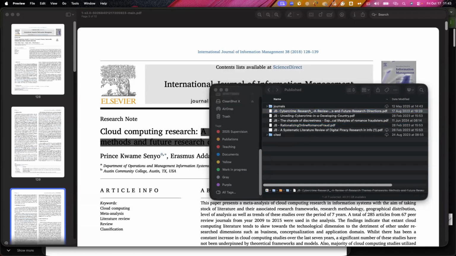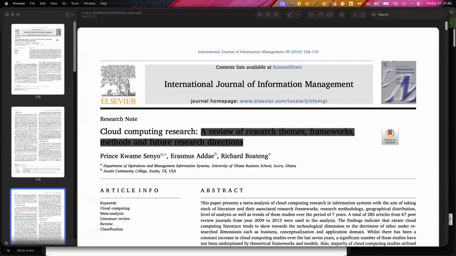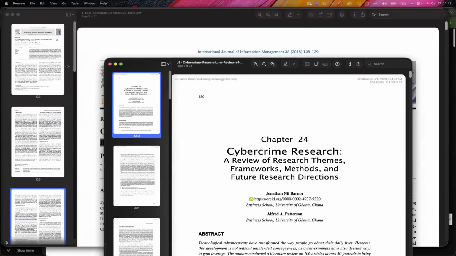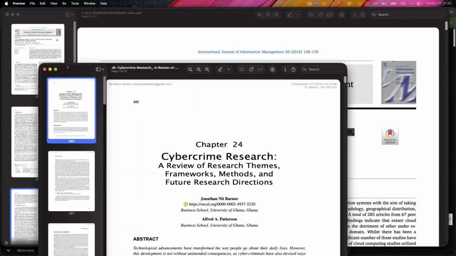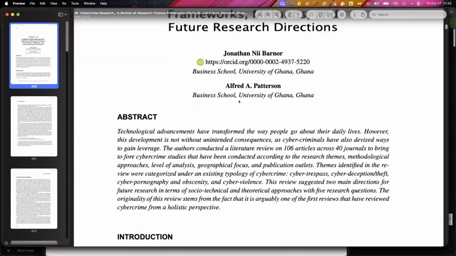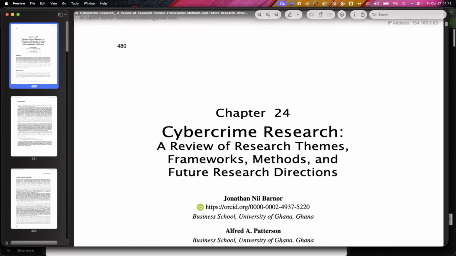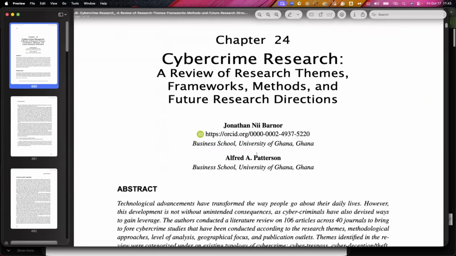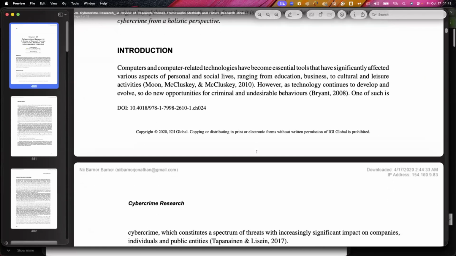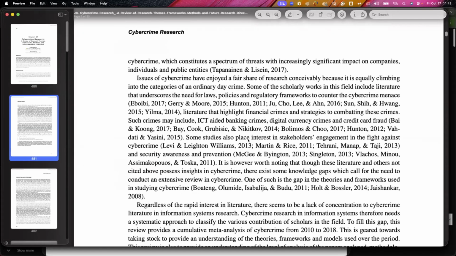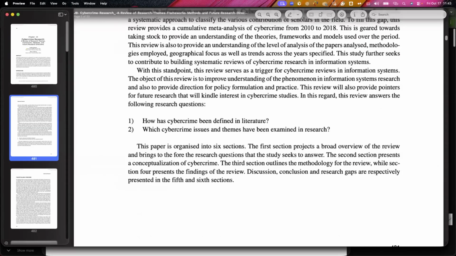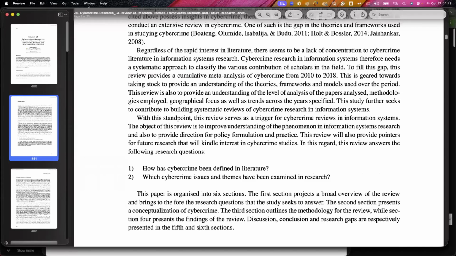So this is also another one. The title is: Cybercrime research, a review of themes, frameworks, methods, and future research directions. It doesn't mean you should use the same title or the same framing. Okay, and this also followed the same approach that the other paper used. Now, let's go back to that paper.